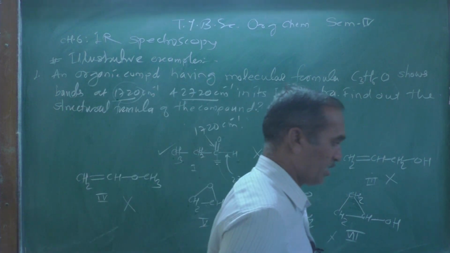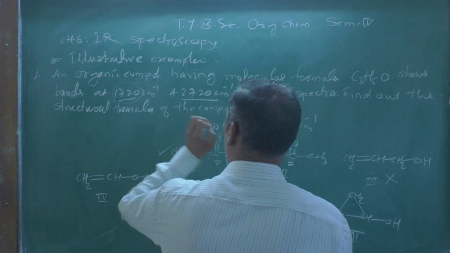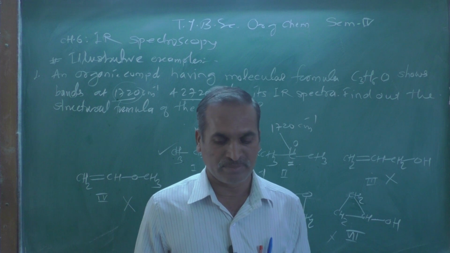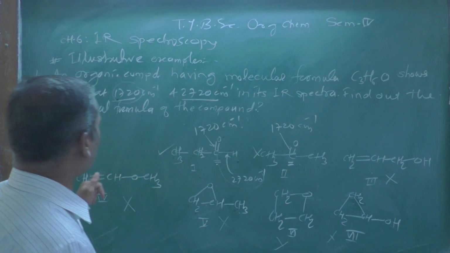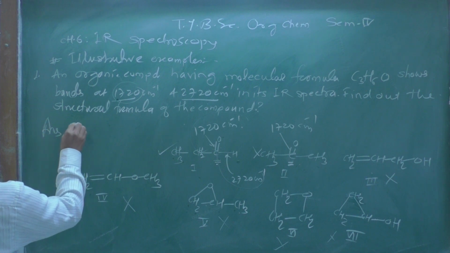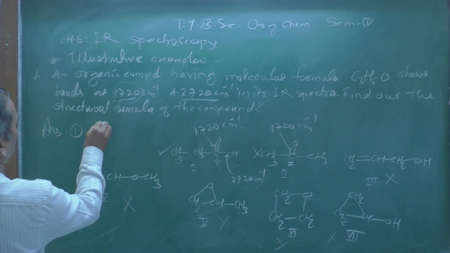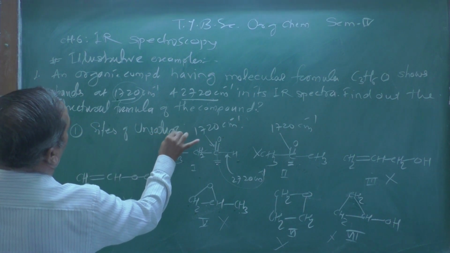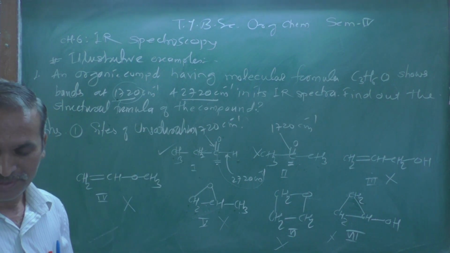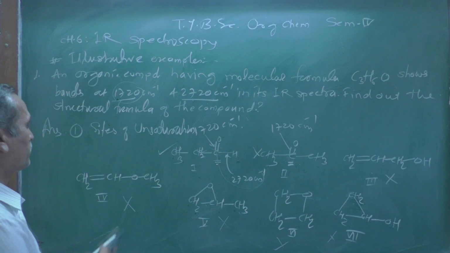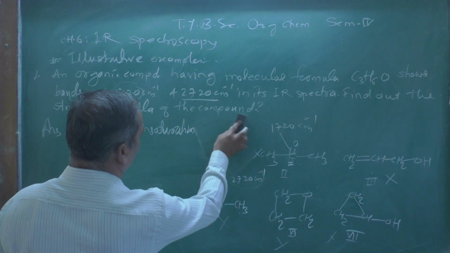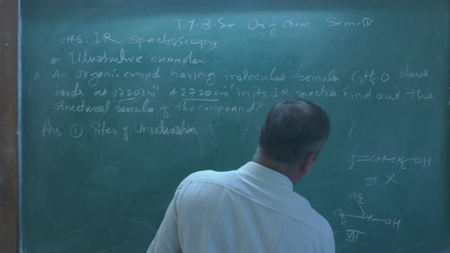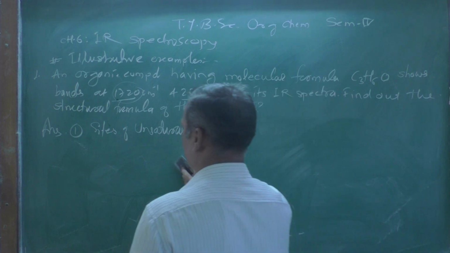This is probable. But before that, what is important while solving such type of problem? So first, while answering this problem, the first thing is to calculate the sites of unsaturation. Sites of unsaturation. This is the first point we must determine, or we must find out how many sites of unsaturation are present in the given organic compound.